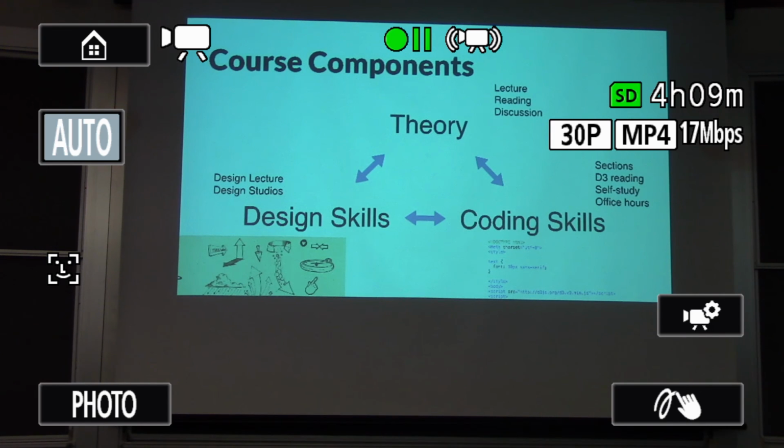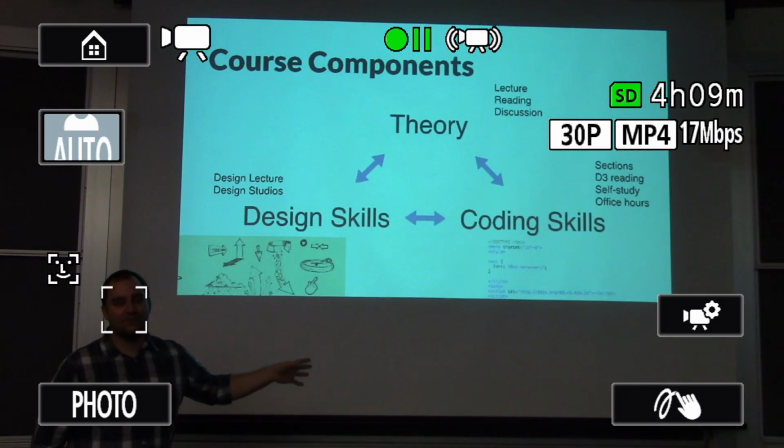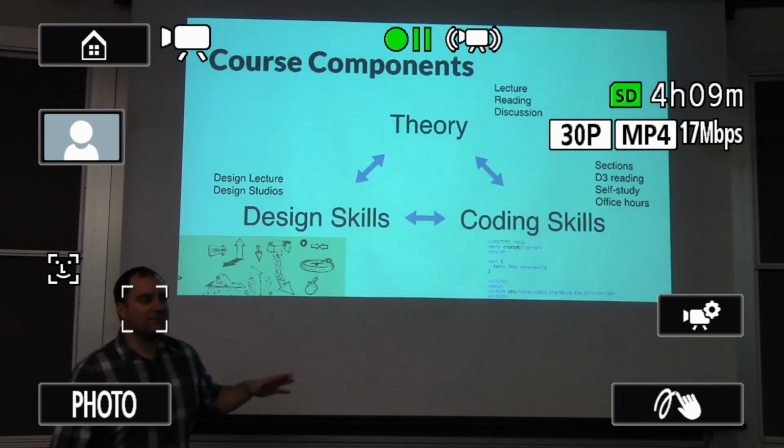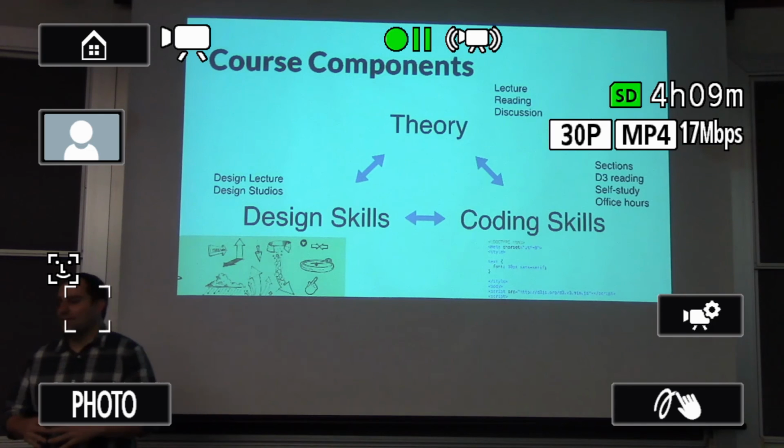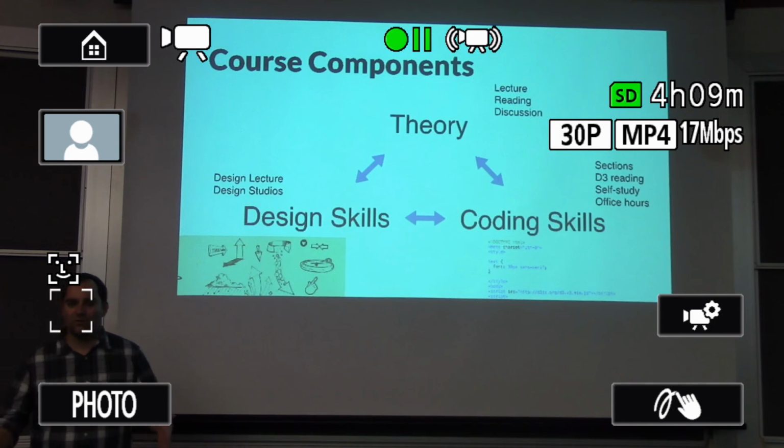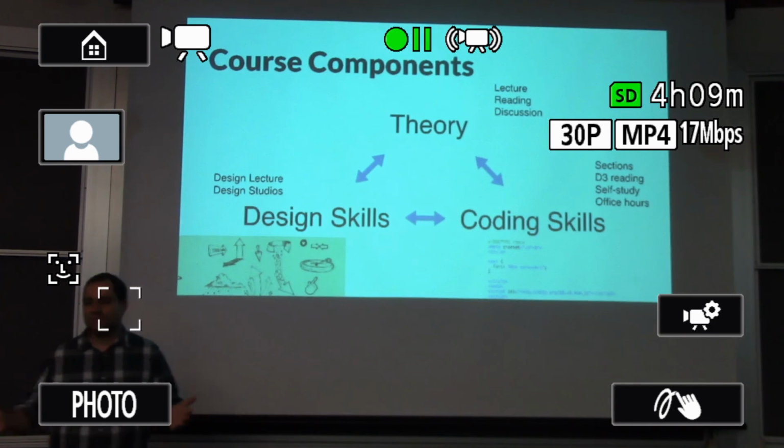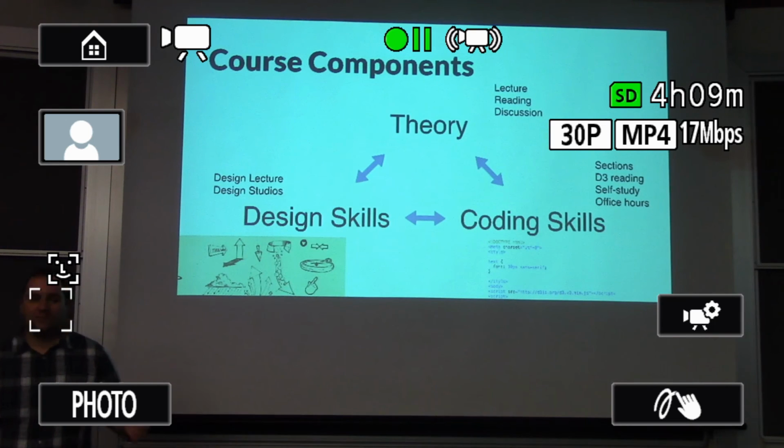Okay, one thing to note, of course, is the coding skills. I will teach you some things in class, but computer science isn't really about teaching you how to code. You're not going to be great software engineers when you're done with this class. You will have to study yourself.